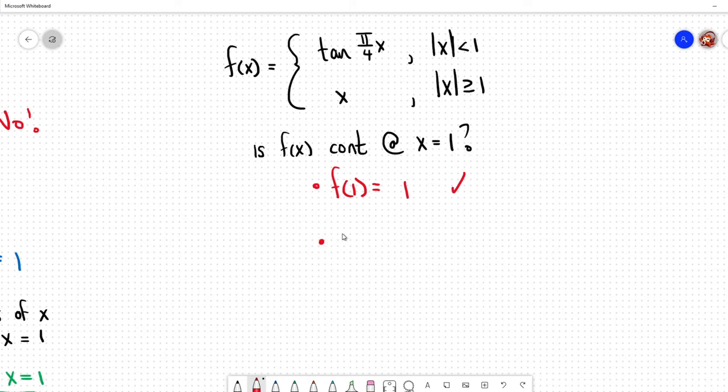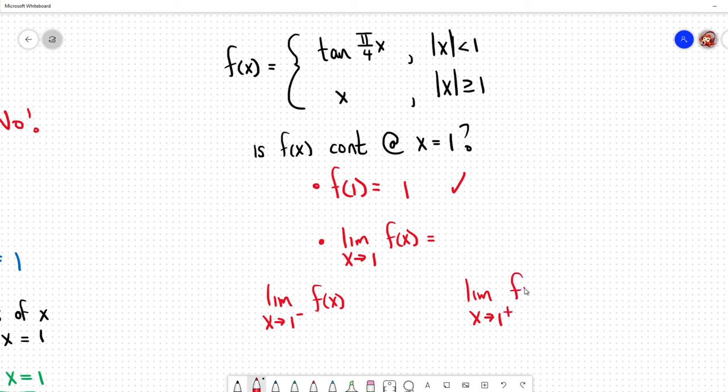Okay, second condition. Now, does the limit as x approaches 1 exist? So now we've got to do the left and right side limits. So the limit as x approaches 1 from the left, and then the limit as x approaches 1 from the right. If we're coming from the left, numbers less than 1, then we're going to be using the top function.